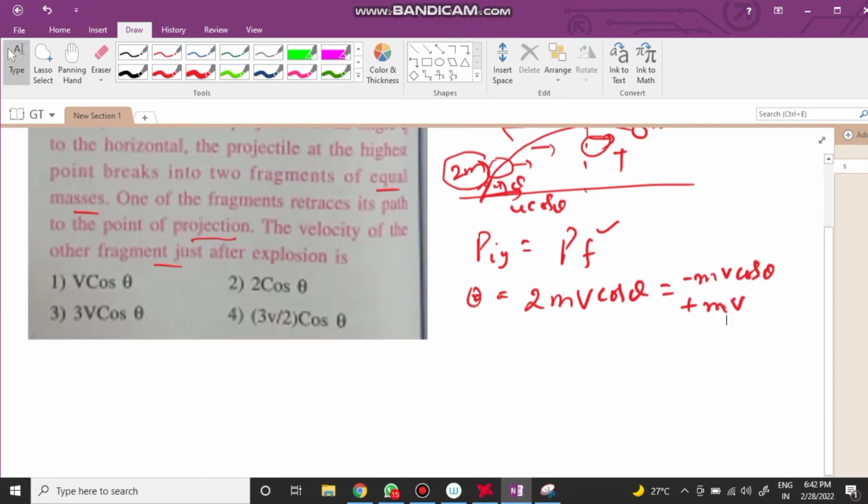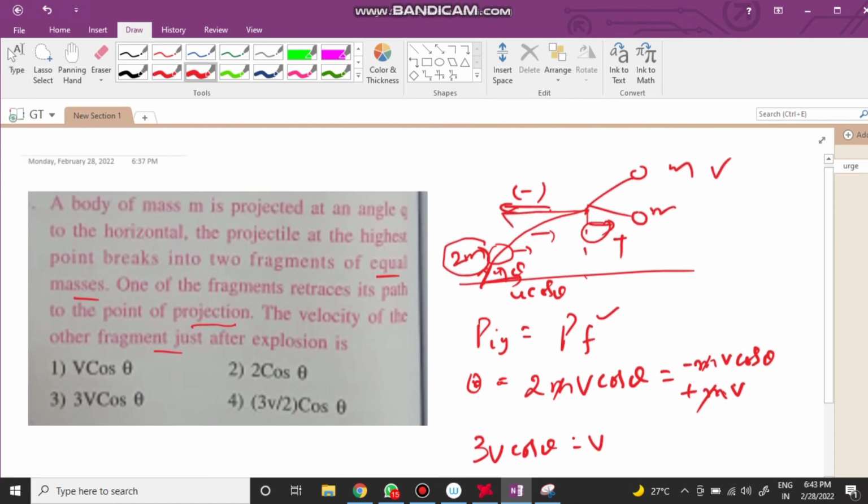Okay, so we can cancel out this m here, and you take this v cos theta to the other side, we get 3v cos theta is equal to v. So the speed of the second fragment will be 3v cos theta.